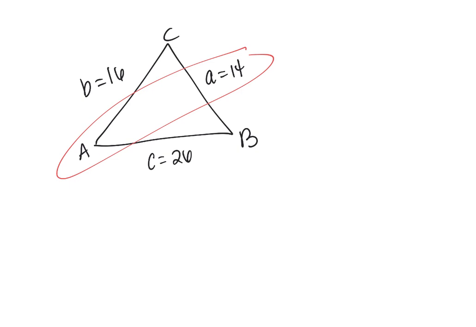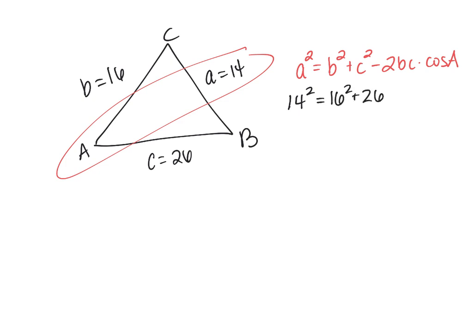And from here, we set up our formula based on the pair that we're working with. So here, the side squared that I want is going to equal the side squareds that I don't want, minus 2 times those sides times the cosine of my angle A. So let's fill that in. We've got 14 squared equals 16 squared plus 26 squared minus 2 times 16 times 26 times cosine A.